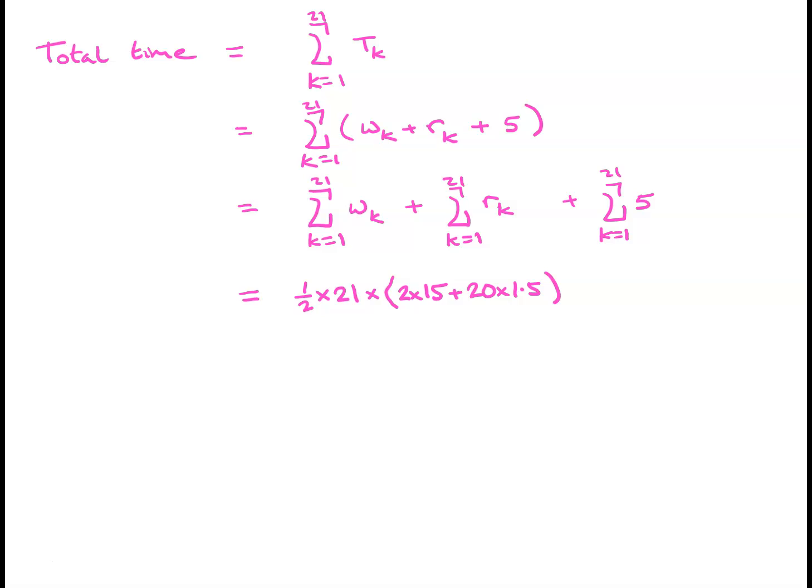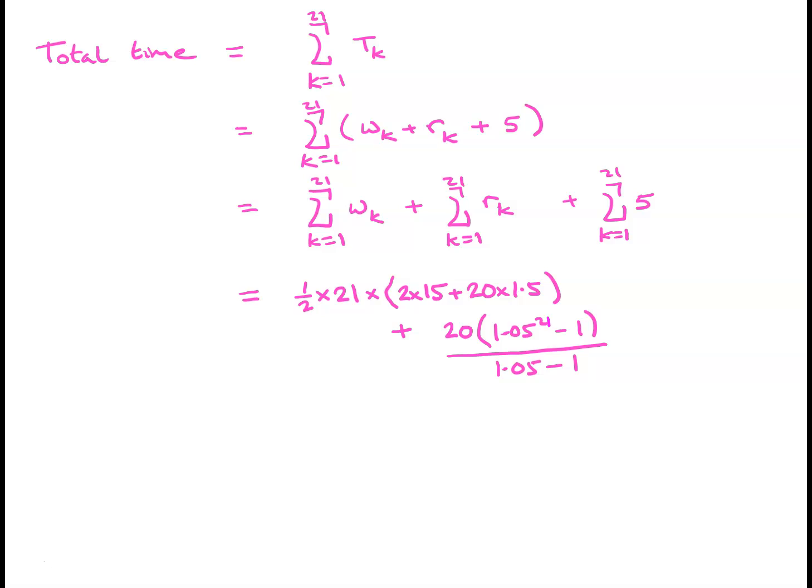The sum of the times spent on the rowing machine is the sum of a geometric progression with first term 20 minutes and a common ratio of 1.05. And we've got 21 terms to add up. So the sum of the time spent on the rowing machine is 20 times 1.05 to the power 21, take away 1, all divided by 1.05 minus 1.